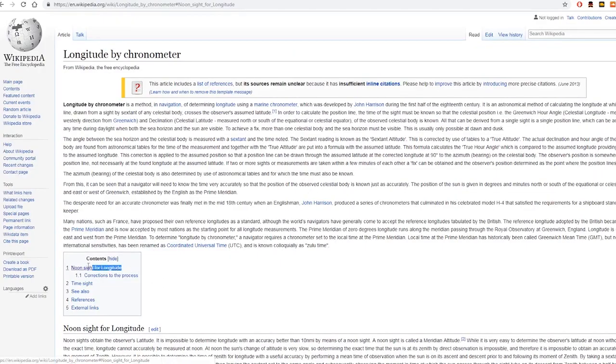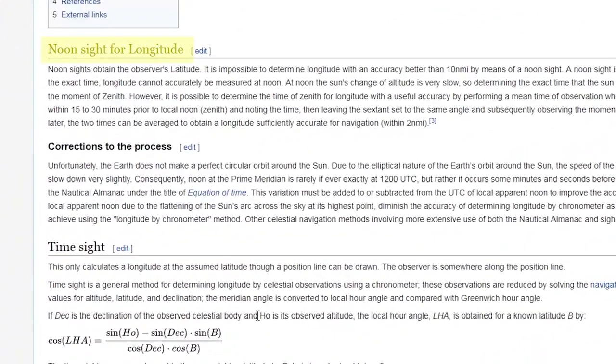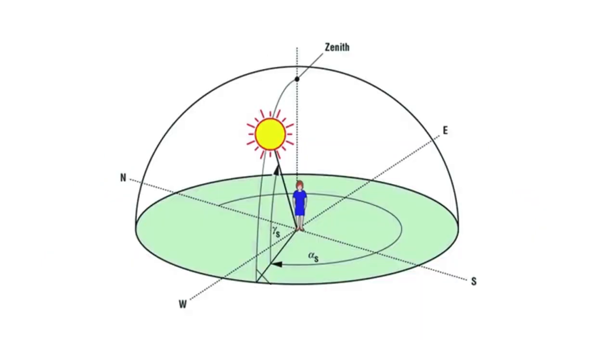When navigating at sea with only a chronometer and sextant, you can determine an accurate longitude and latitude by taking a sighting exactly at noon when the sun is directly overhead. The only time there is no visual distortion is when the sun is directly overhead at high noon, or your zenith.